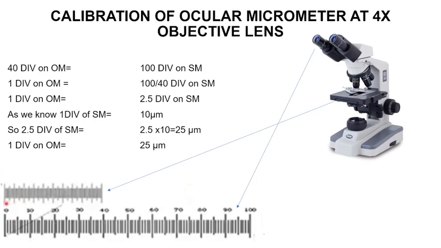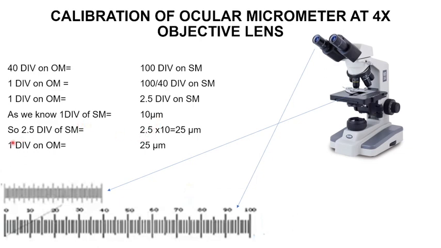So if I consider that these 100 divisions of stage micrometer are equal to the 40 divisions of ocular micrometer, then I can easily calculate the value of 1 division on ocular micrometer, as 40 divisions on ocular micrometer are equal to 100 divisions on stage micrometer. Then 1 division on ocular micrometer will be 100 divided by 40 divisions on stage micrometer, that are equal to 2.5 divisions on stage micrometer. And it's well known that 1 division of stage micrometer is equal to 10 micrometer.